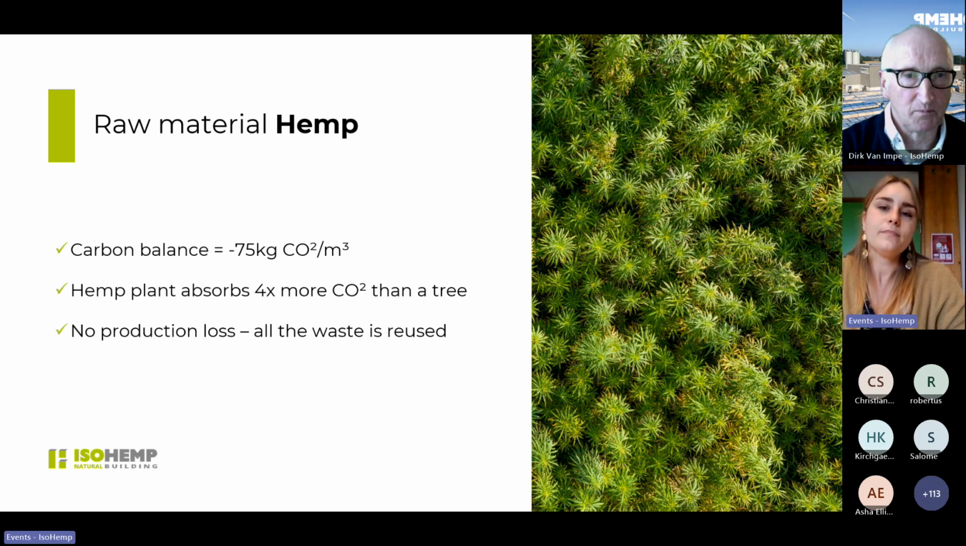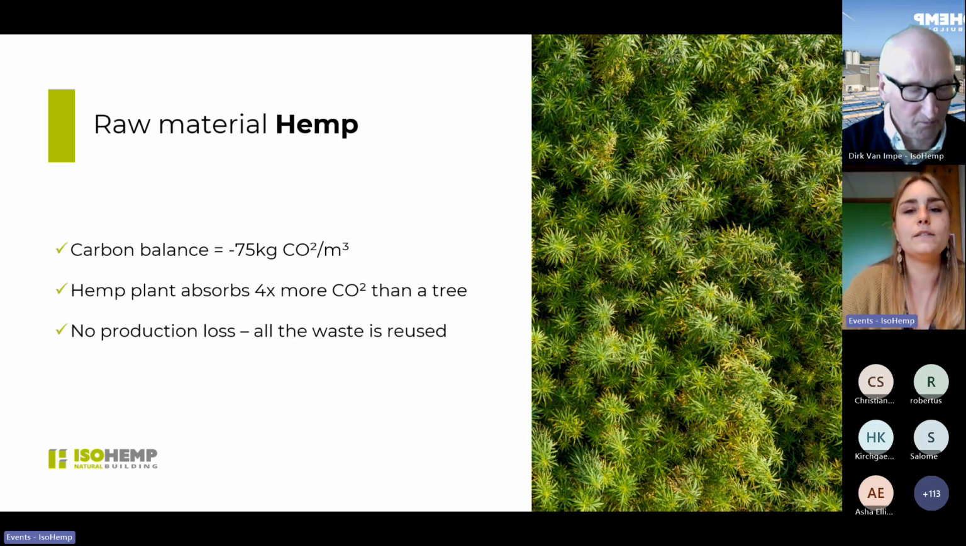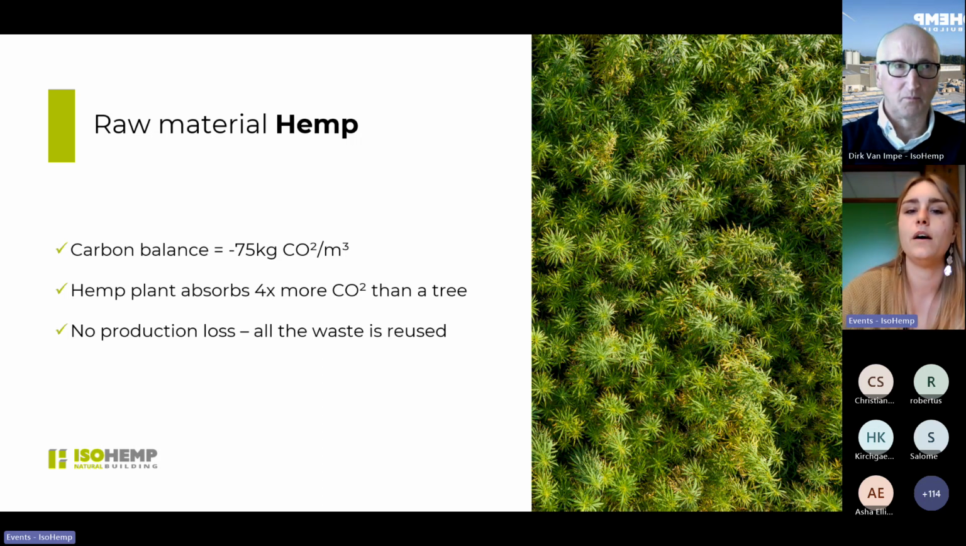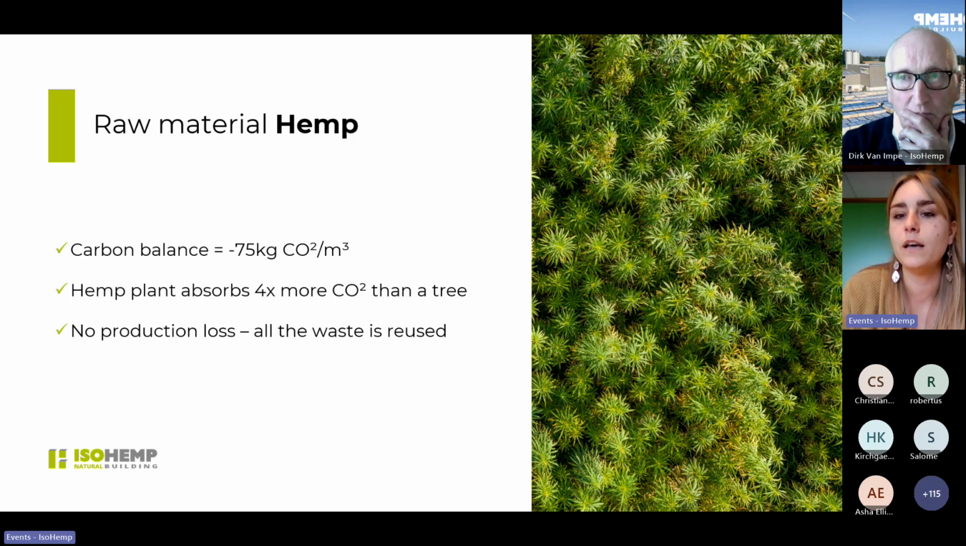So hemp, again, is very good because it's very carbon balanced. The plant also absorbs 4 times more CO2 than a typical tree. And we also don't have production loss because all the waste is reused. So we recycle production loss and make sure that this is reused in the next cycle, with almost 15% with no loss of quality.